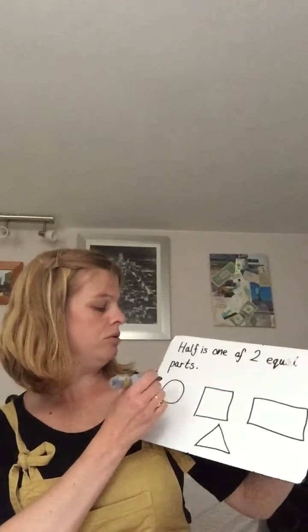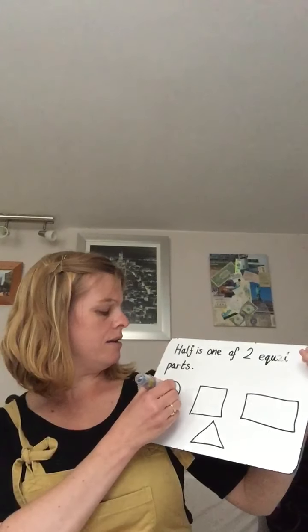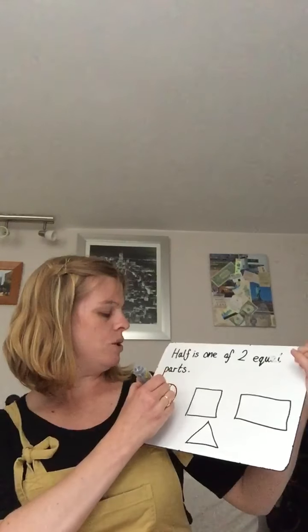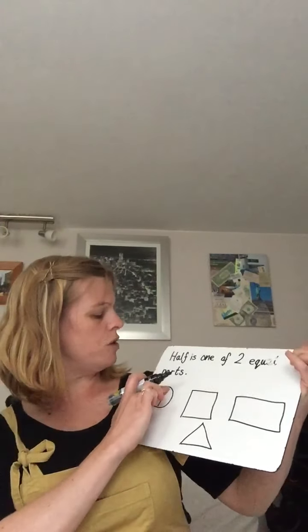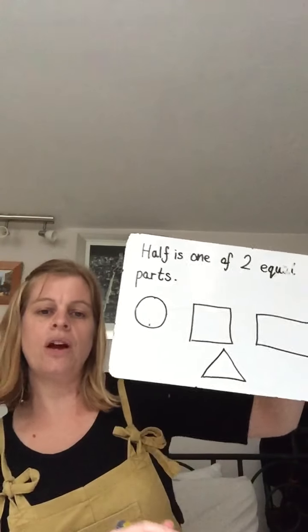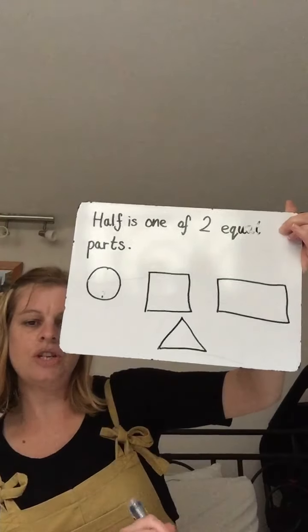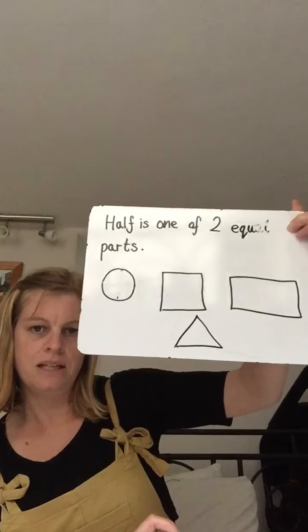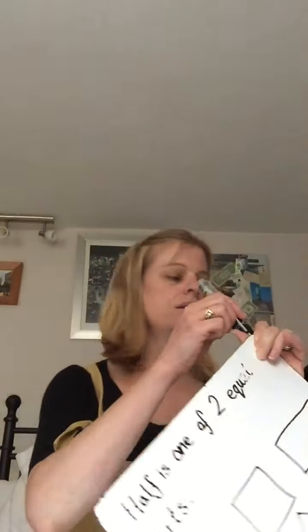So on the circle, you might do it there and shade it in. Or maybe down the middle. However you want to do it. But I want you to have a go at shading your shapes into 2 equal parts in half. And I want everyone to have a go at that.